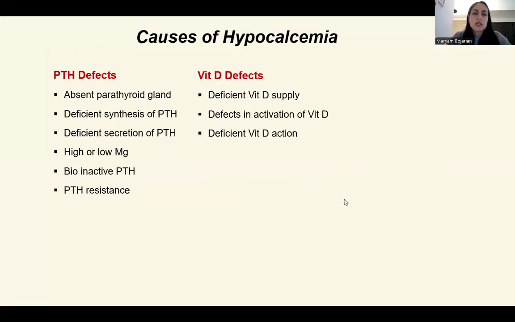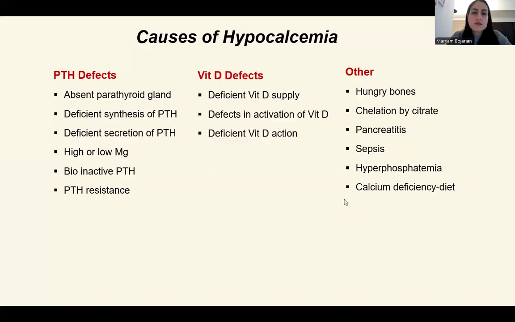Okay, so let's talk about causes of hypocalcemia. We can have three different categories regarding causes of hypocalcemia. First, we can have PTH defects. In this category, we can have absent parathyroid gland, for example in the setting of surgery. We'll talk about each of them in the next slides. We can have deficient synthesis of parathyroid hormone, deficient secretion of parathyroid hormone, high or low magnesium, bioinactive parathyroid hormone, or parathyroid resistance.